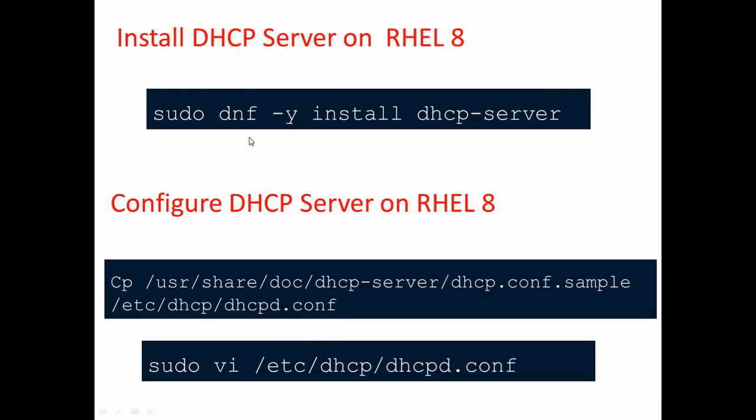First of all, in Red Hat Linux 8, we need to install the DHCP server: dnf install dhcp-server or yum install dhcp-server. At that time the server components get installed onto Red Hat 8. Then we have to copy the sample file from this path to the original path. So this is the original path. Once it is copied, we have to make the configuration in this file.